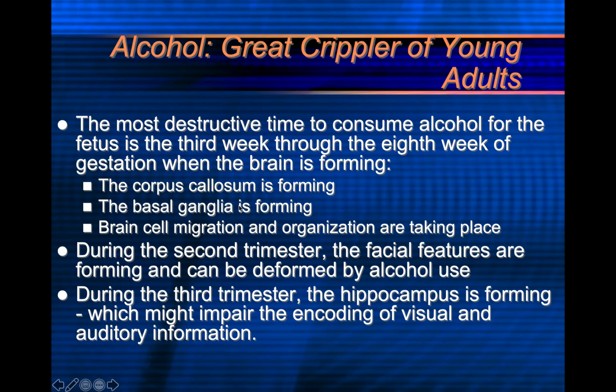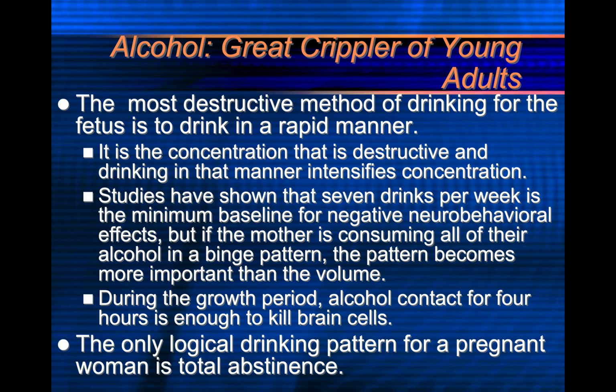Basal ganglia has to do with your temper. We talked about the temper before. Hippocampus has to do with your short-term memory. And, of course, we talked about that before as well. The most destructive method of drinking for a fetus is to drink in a rapid manner. In other words, drinking a lot of alcohol all at one time. It is a concentration that is destructive, and drinking in that manner intensifies concentration. So we're talking about a binge pattern of drinking.